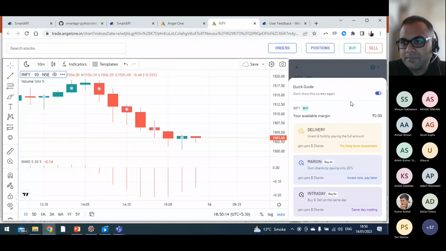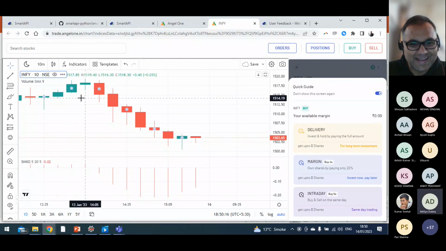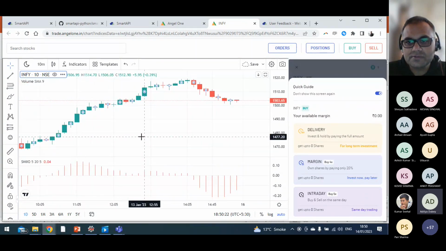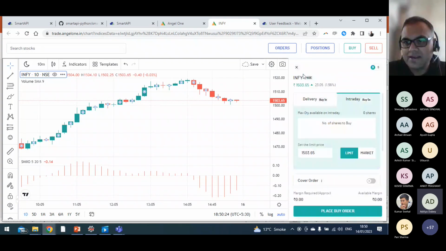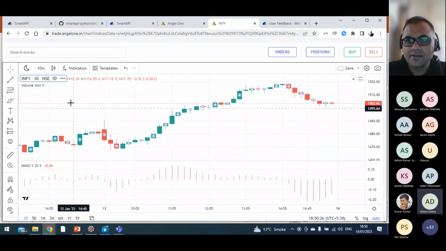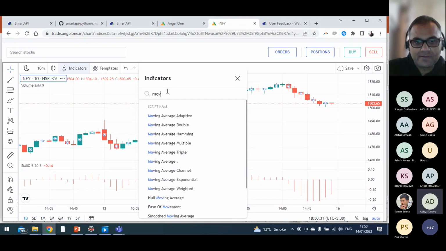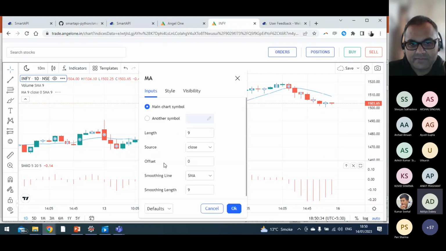Another important thing in manual trading is something called technical indicators. Just by looking at these charts, you would not really get much information. But if you add certain technical indicators on top of it, you might have some better understanding. So let me get moving average. That's fine.